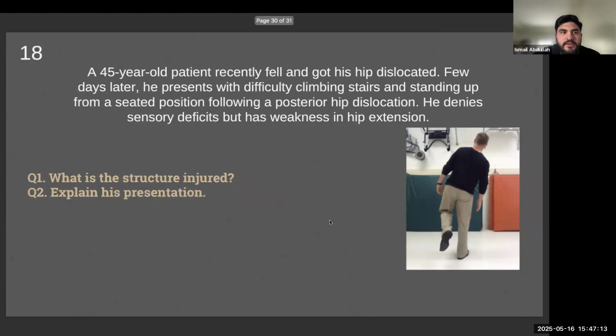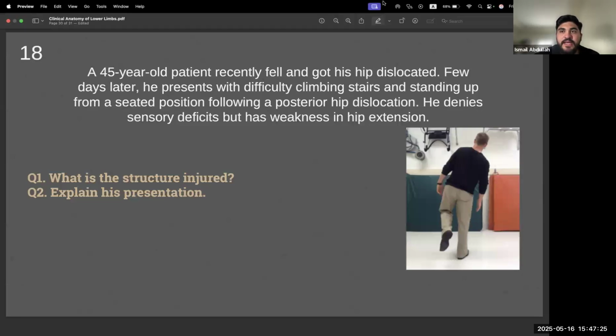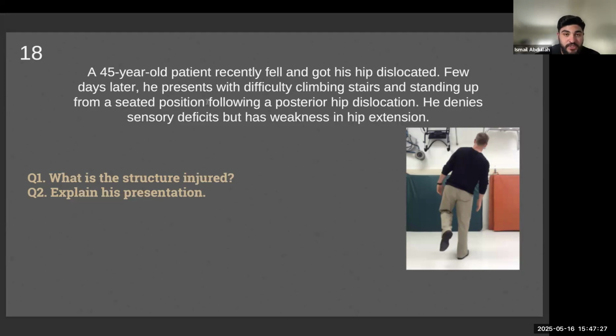Okay, ignore the picture. This is a mistake. A 45-year-old patient recently fell and got his hip dislocated. A few days later, he presented with difficulty climbing stairs and standing up from a seated position following a posterior hip dislocation. He denies sensory deficits, but has weakness in his hip extension. What is the structure injured?